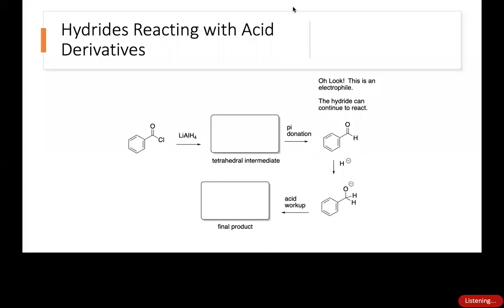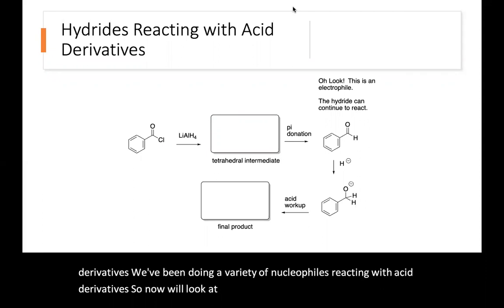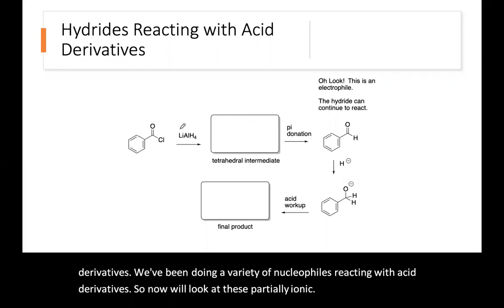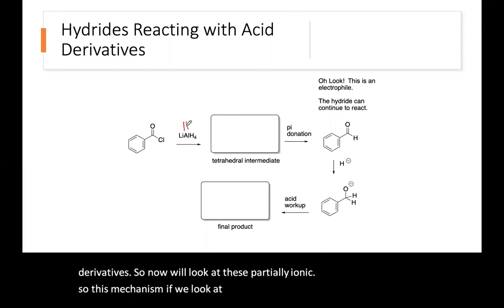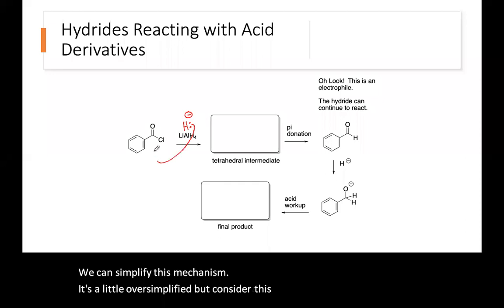Hello, we're looking at hydrides and organometallics reacting with acid derivatives. We've been doing a variety of nucleophiles reacting with acid derivatives, so now we'll look at these partially ionic. So this mechanism, remember the hydride, we can simplify. It's a little oversimplified, but consider this to be an H- reacting with our carbonyl.